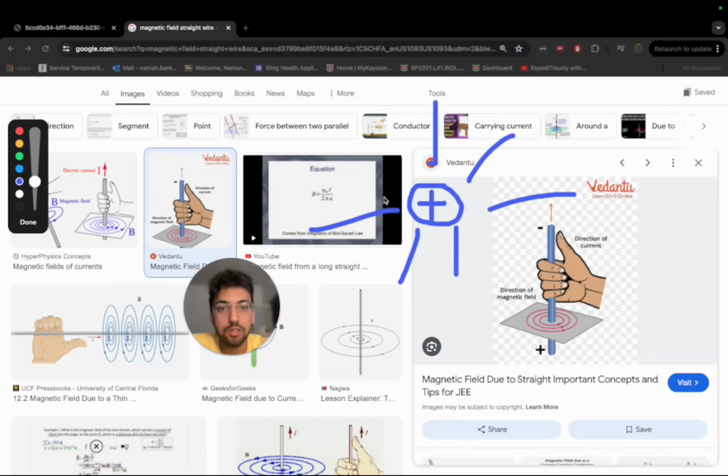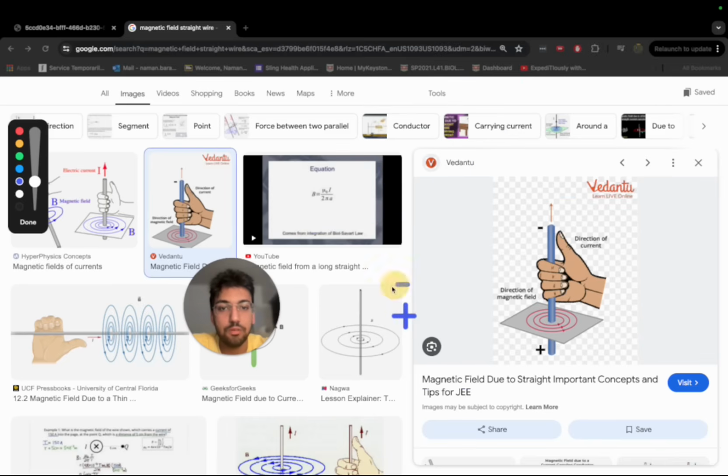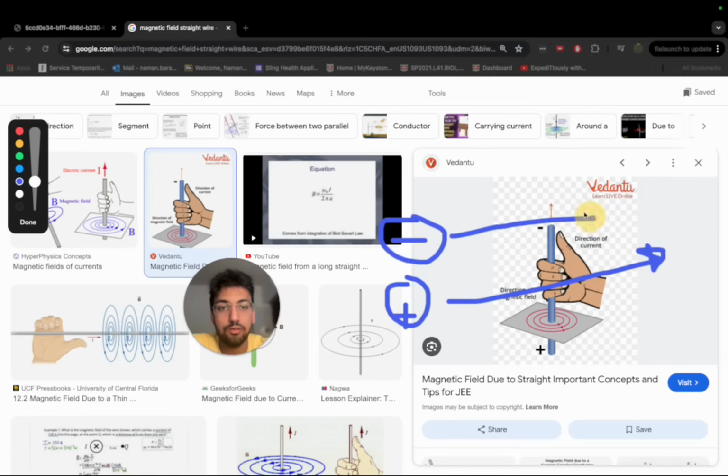Well, if it's stationary, there's no magnetic field. But let's say this proton is actually moving. If it's moving, then it creates a magnetic field as well. Negative charges also create magnetic fields if they're moving.